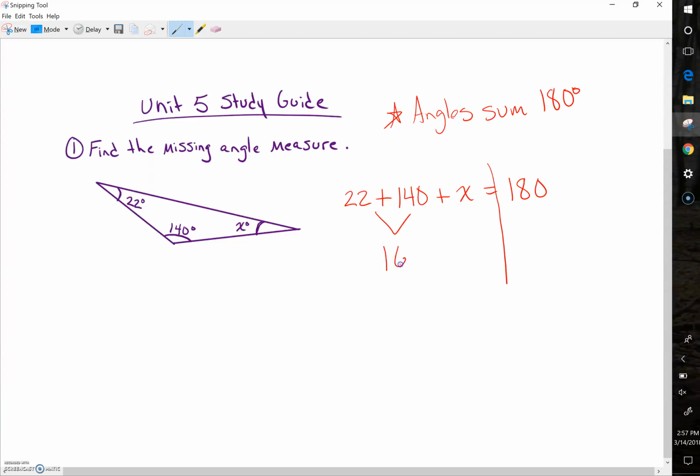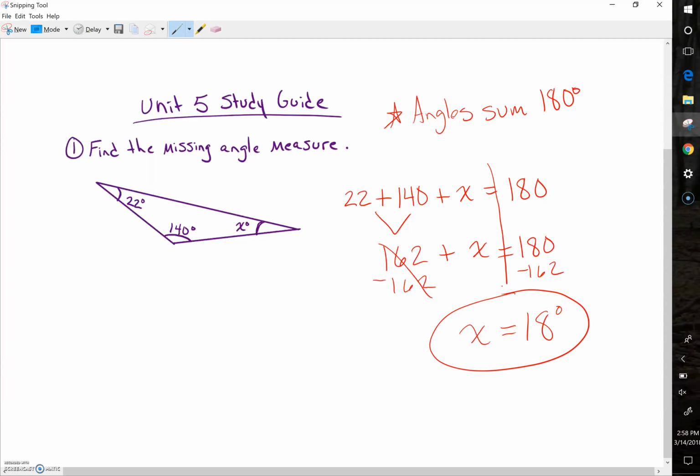22 and 140 is 162, plus something is 180, so that could be mental math. If it's not, you subtract 162 on each side, and we will get x equals 18. So the missing angle measure is 18 degrees.